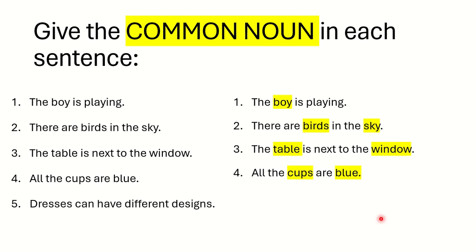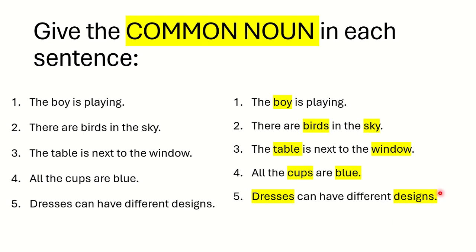Number 4. The cups and blue will be common nouns in the sentence. We use cups to drink out of. Blue is also a color. So remember, all colors are part of common nouns depending on how they are used in a sentence. Then the last one, dresses and designs will be our common nouns.